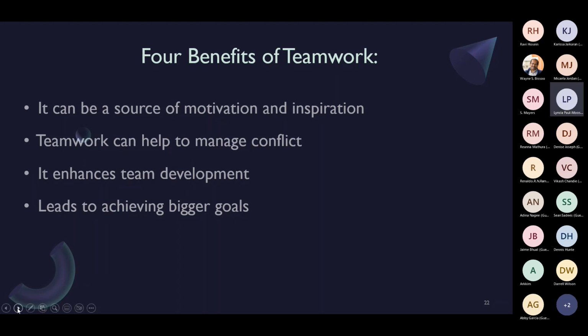All right, and the 4th point we have leads to achieving bigger goals. Effective teamwork proves that a team can do great things, and with that comes an expansion of their goals. A successful team won't stay stagnant for long, right? Managers will be motivated to set new team goals. Also, employees of all levels will want to challenge themselves and expand their own skill sets.